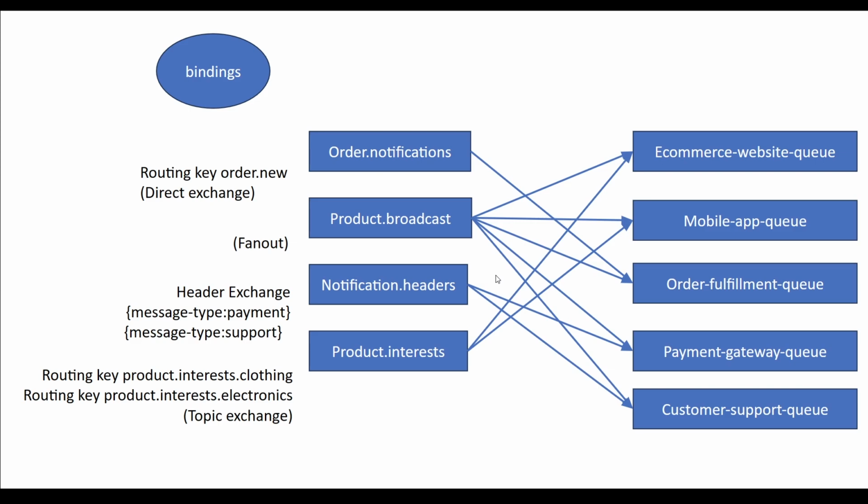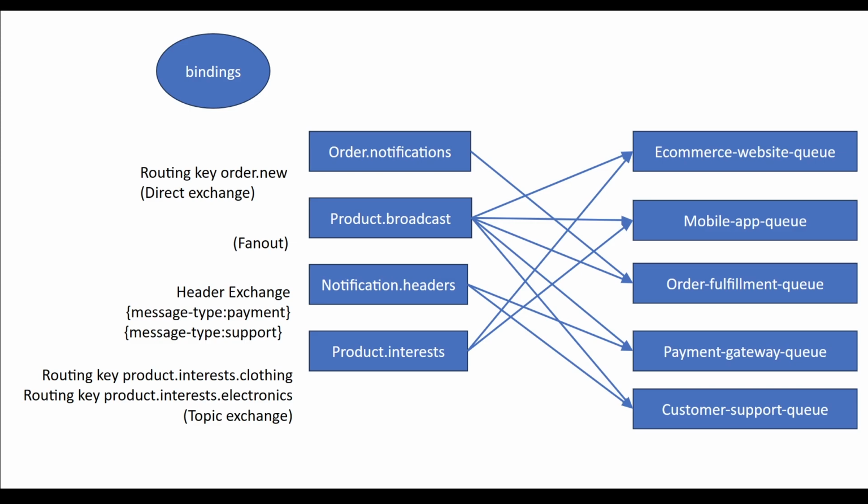Then we'll be having the notification.header exchange. As it's a header exchange, it will consist of a message type where we'll be defining the message as payment or support. And the last one we have is product.interest. We'll be creating a routing key, and as I mentioned, for a topic exchange we can pass on our asterisk or hash accordingly. So we'll be creating that type of routing key for this topic exchange. This is the general scenario that we will be implementing.